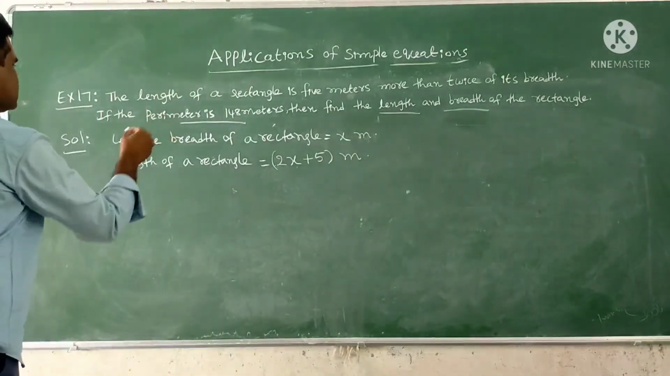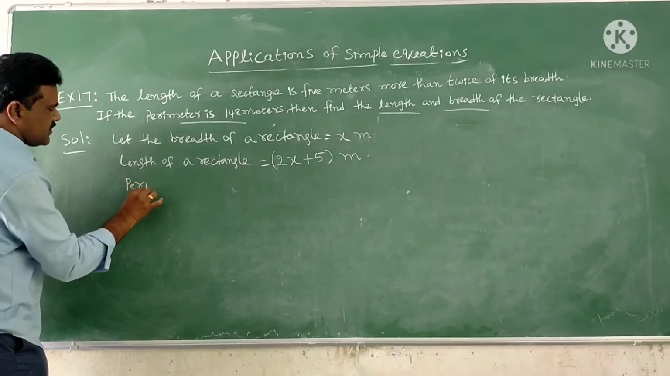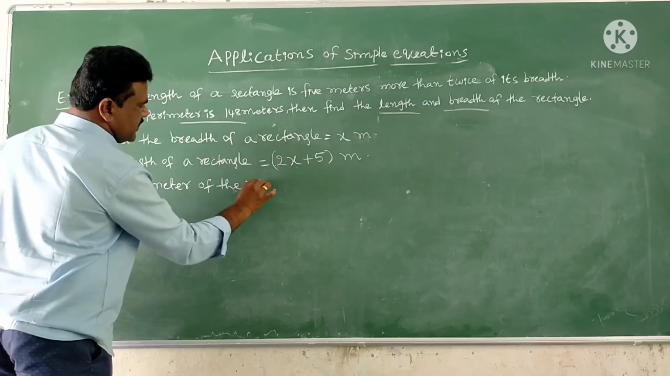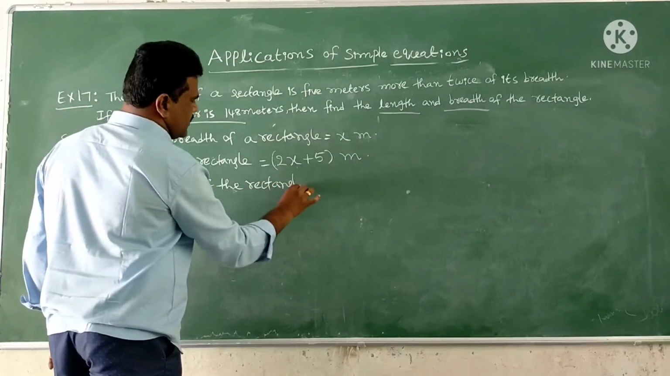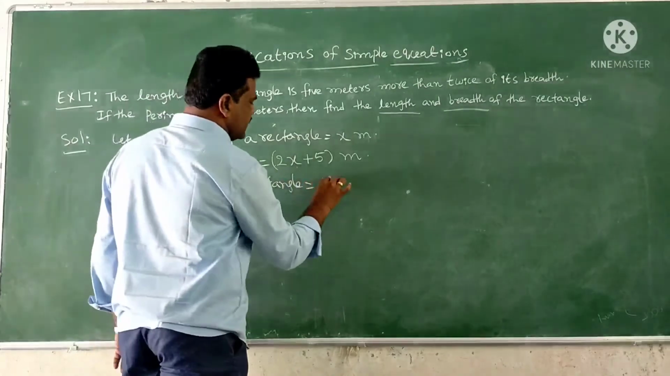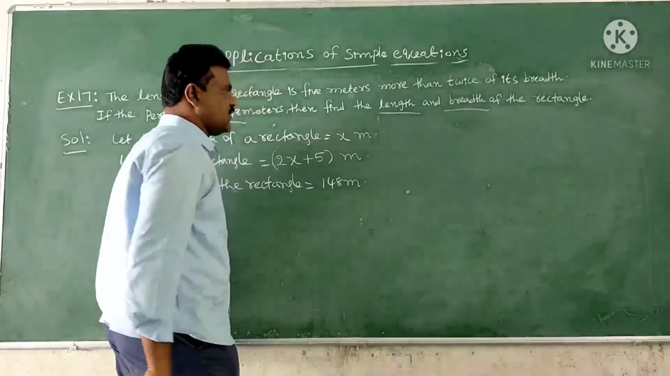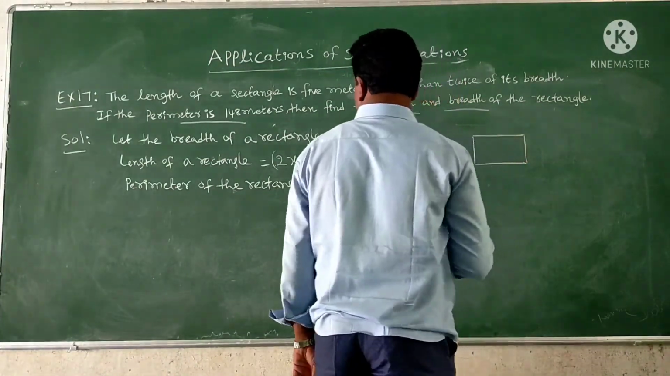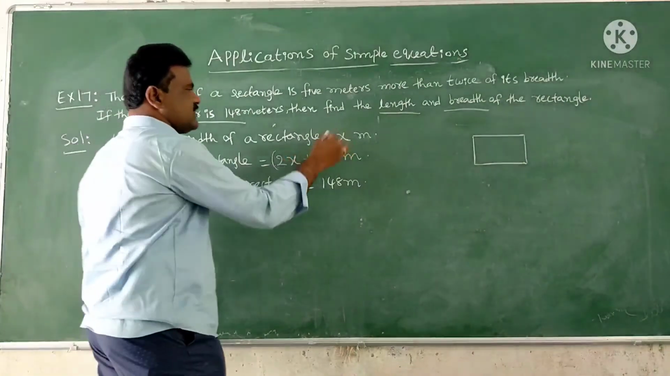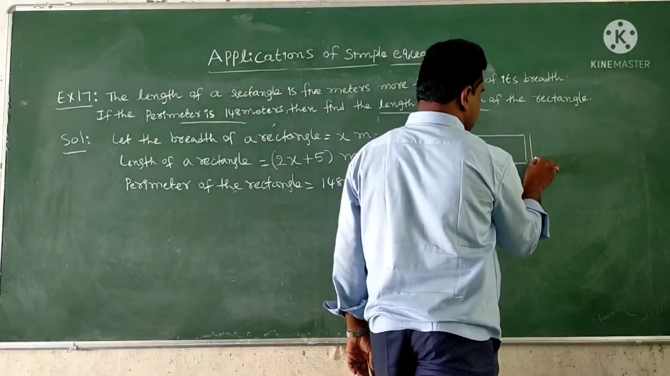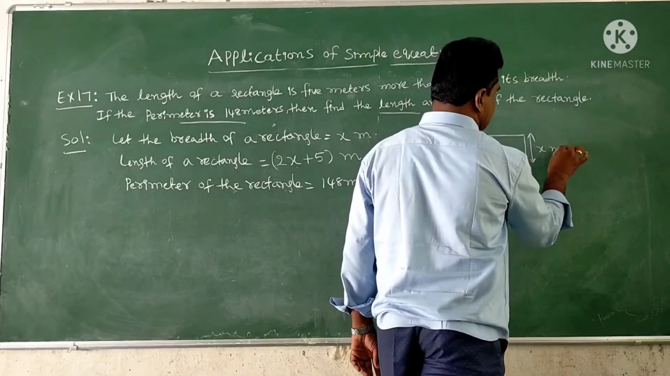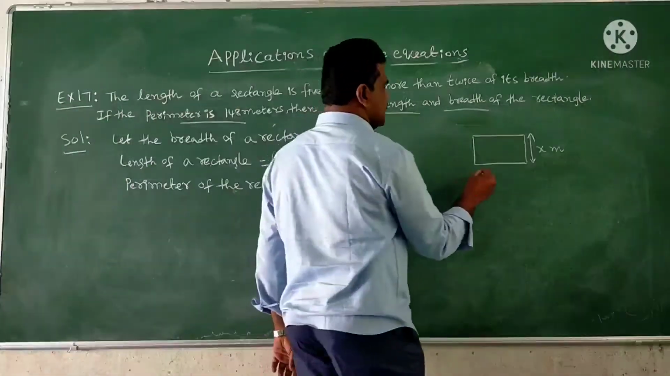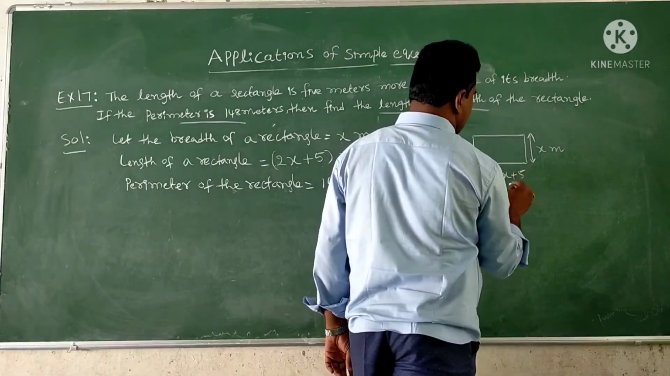The perimeter of the rectangle is also given, 148 meters. Observe the figure of the rectangle. Here the breadth is x meters, and the length is 2x plus 5 meters.